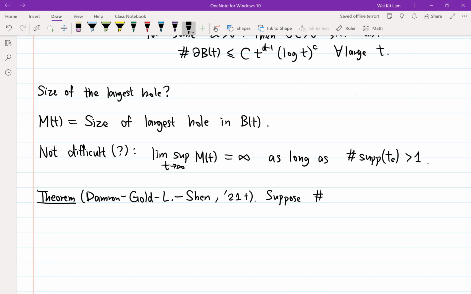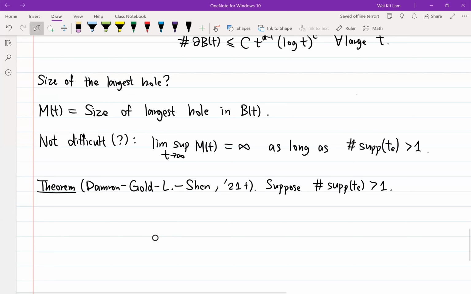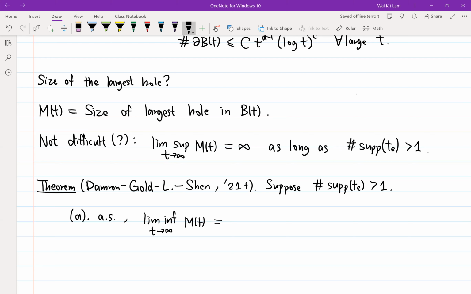Okay. Suppose that the distribution is non-trivial. I mean, basically, if the distribution is trivial, there's no way for you to create a hole. But as long as it's non-trivial, then the following holds. First, almost surely, the lim inf of this M(t) is also infinite. So in other words, for all large time, you will expect to see a very large hole.